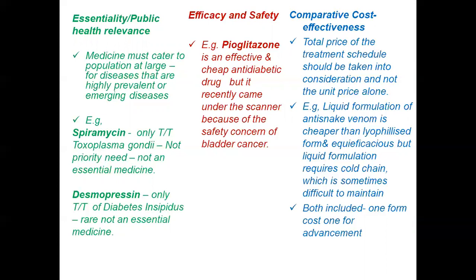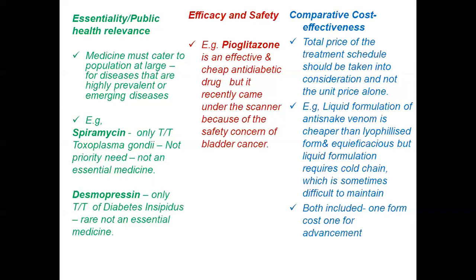Then the third thing is comparative cost effectiveness, and this is mainly applicable when we have to choose one or more drugs from the same therapeutic category. Under this situation, we have to not only consider the unit price of the drug, we have to consider the total price of the treatment. I'll give you one example.